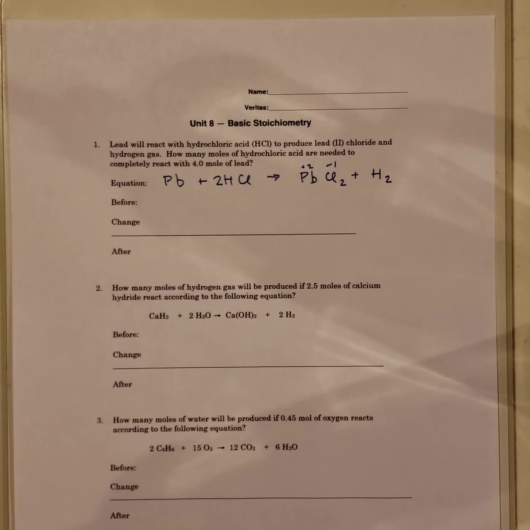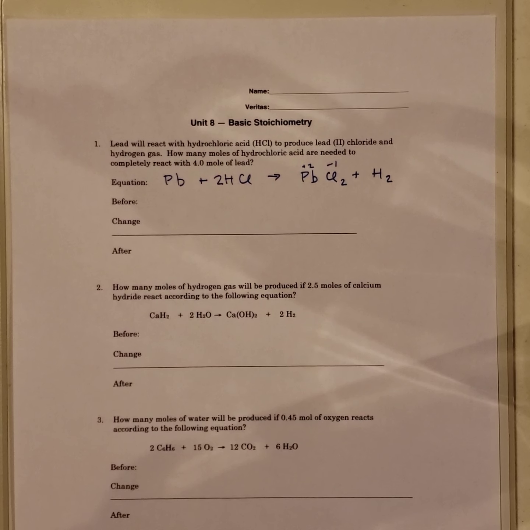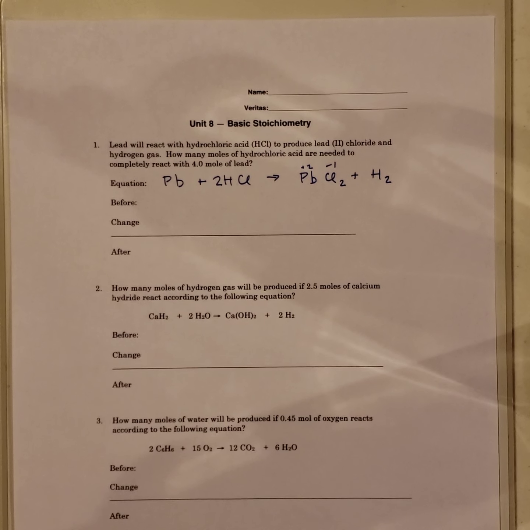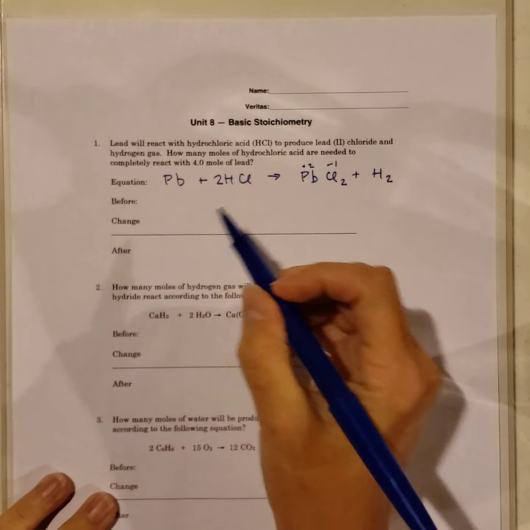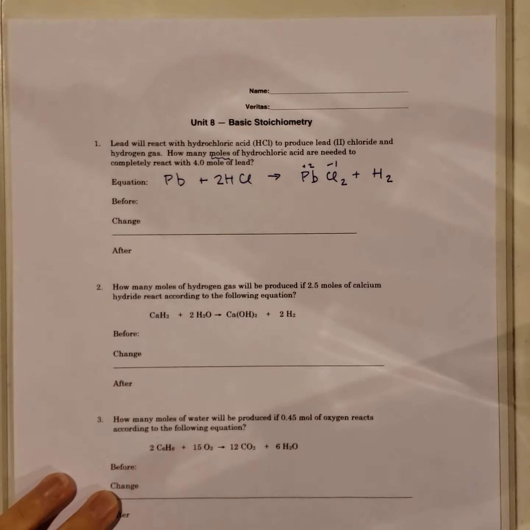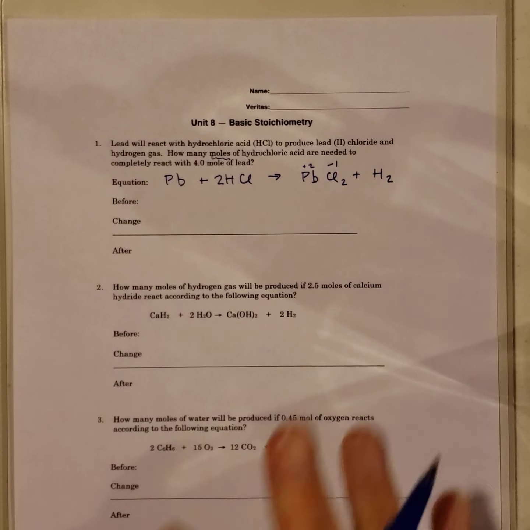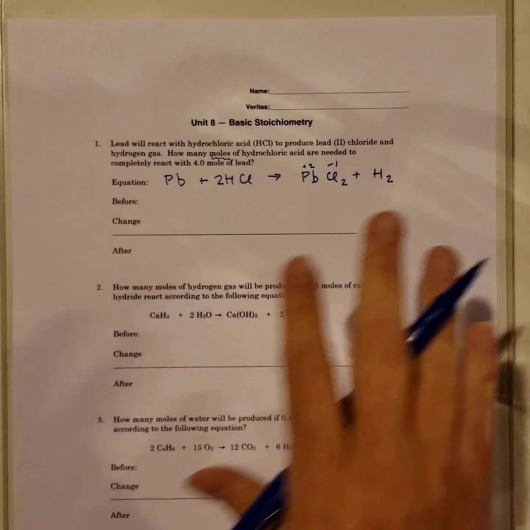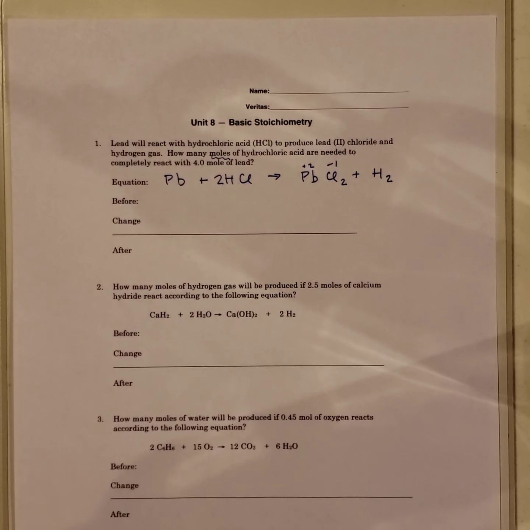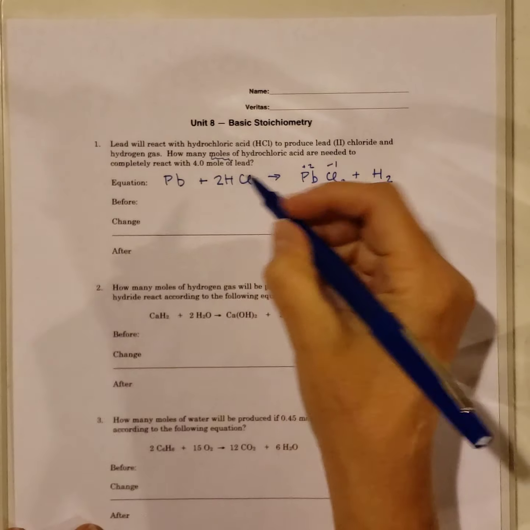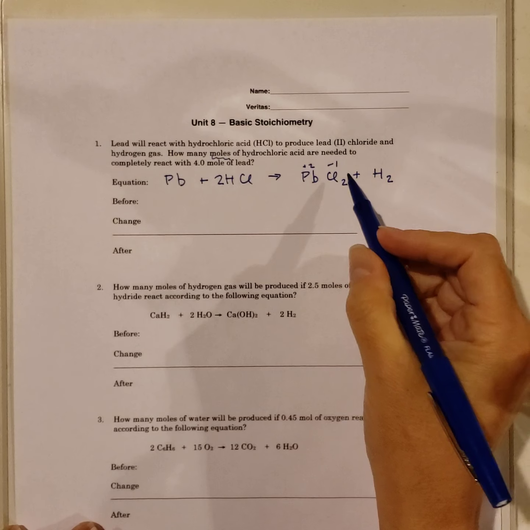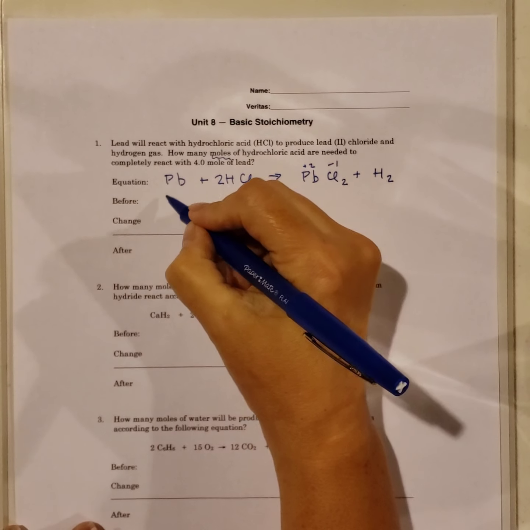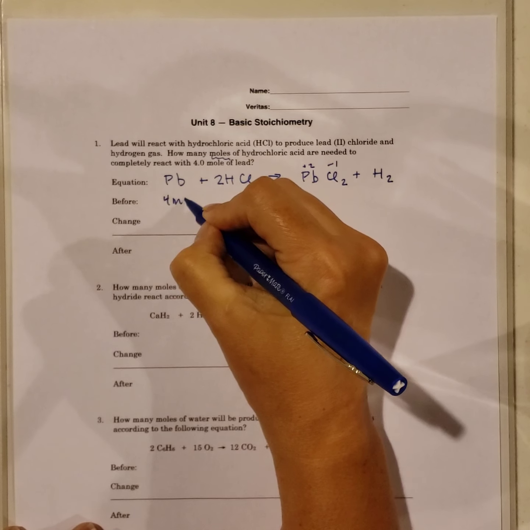So the next thing that we're looking at asks us how many moles of hydrochloric acid are needed to completely react with 4 moles of lead. So I have a before, change, and after table, and I'm always using my moles in my table to predict what I will have in the reaction. So I have 4 moles of lead. So before, I have 4 moles.